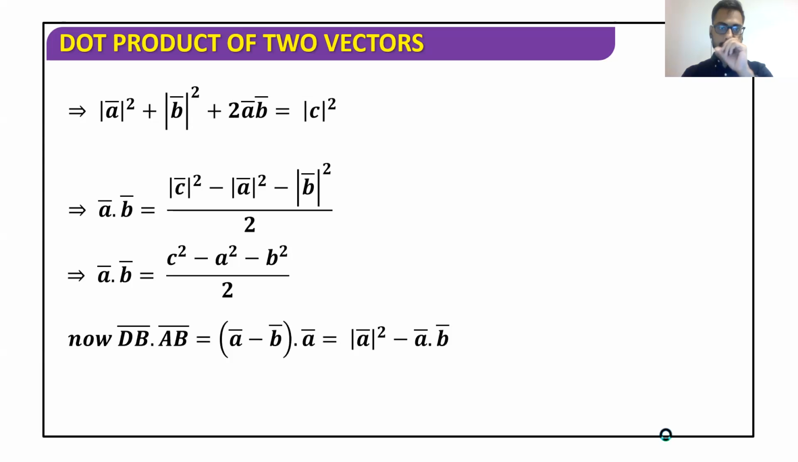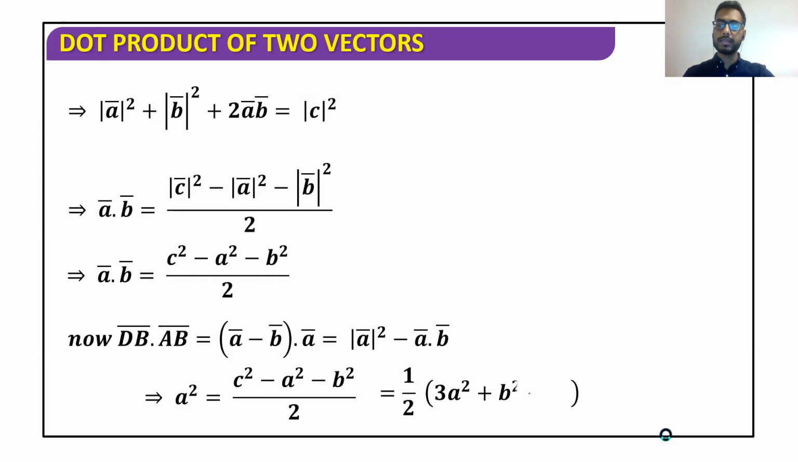Therefore, I can say that A bar dot B bar is nothing but (C square minus A square minus B square) by 2. Now, A minus B dot A is A into A, which gives you magnitude A square, minus A dot B, and we have already found out the value of A dot B. Just substitute that value over there. I'm going to get my answer, half (3A square plus B square minus C square).